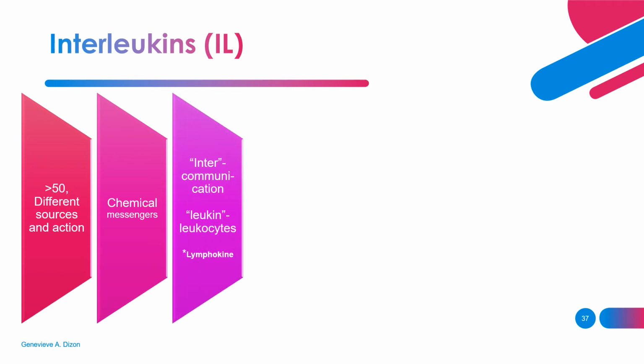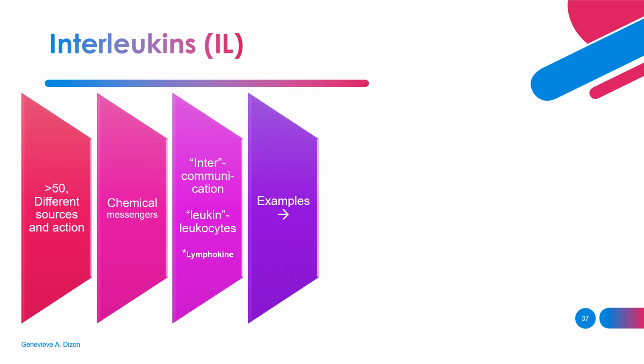The word interleukin comes from 2 words, inter and leukin. Inter meaning communication because they serve as messengers, and leukin because of the old fact that many of them are produced by leukocytes and that they act as messengers in between other leukocytes. But nowadays, we know that there are different sources of interleukins, and the term interleukin just remained. Lymphokines are interleukins that are produced by lymphocytes.